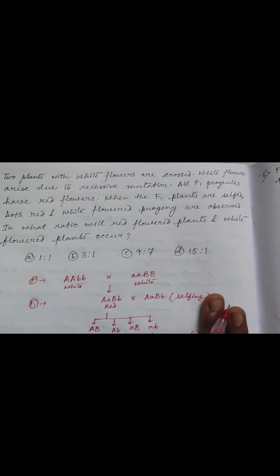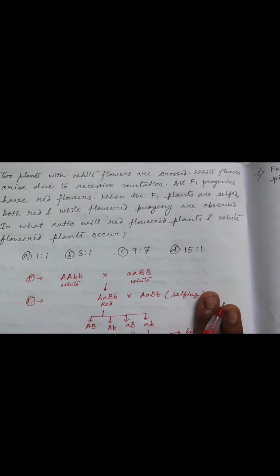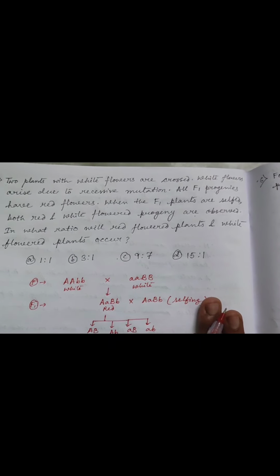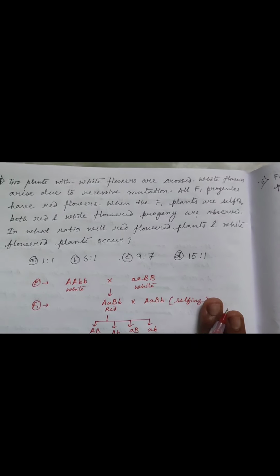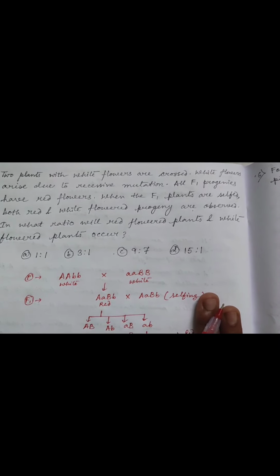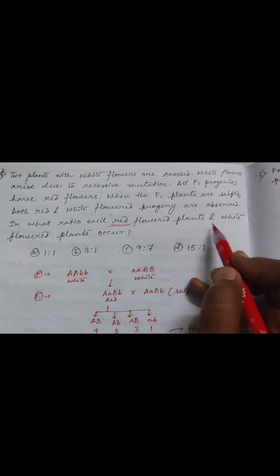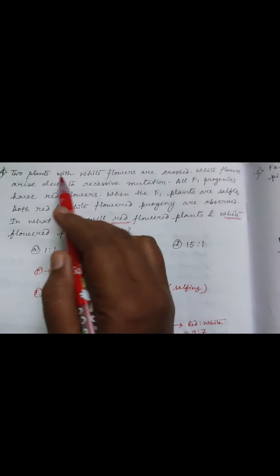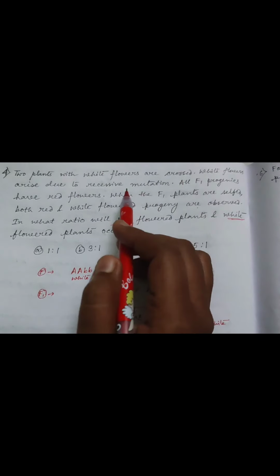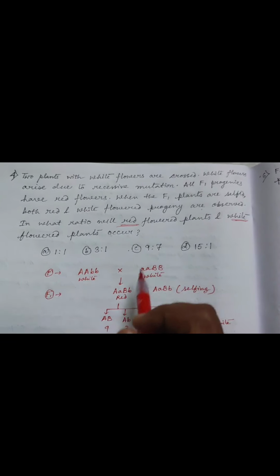Now, coming to the fourth question. Two plants with white flowers are crossed. White flowers arise due to recessive mutation. All F1 progenies have red flowers. When the F1 plants are selfed, both red and white flowered progeny are observed. In what ratio will red flowered plants and white flowered plants occur? So, seeing this statement, two white flowered parents are crossed and red flowered plants are produced in the F1 generation.